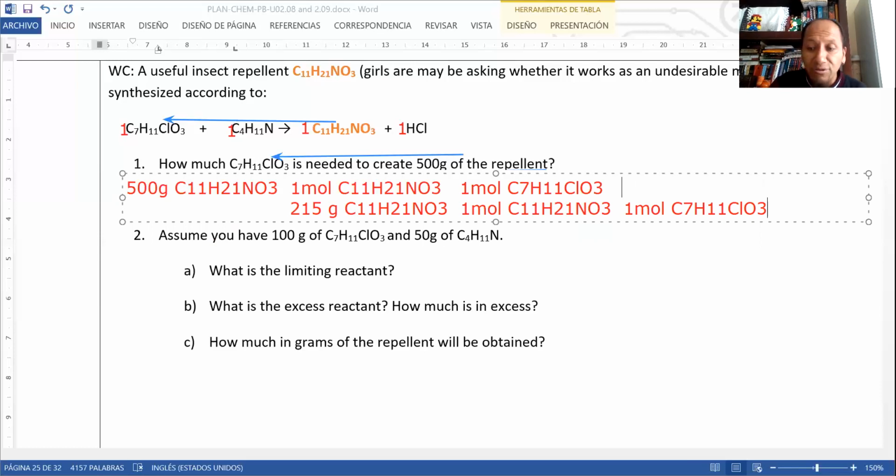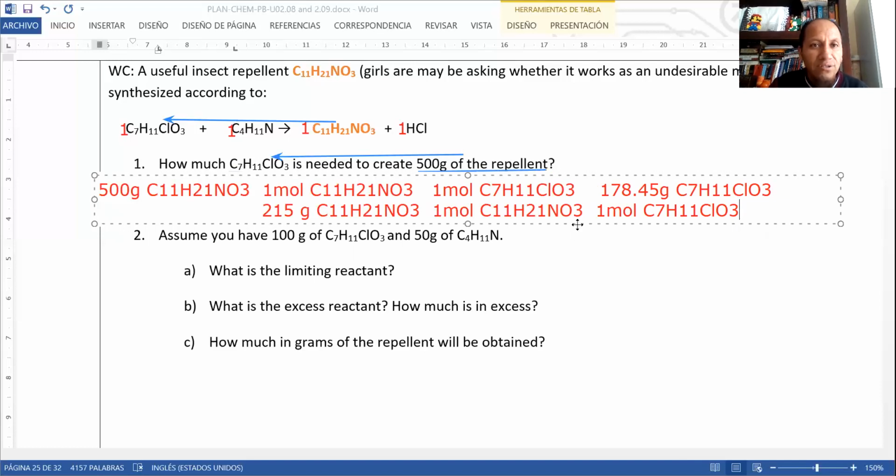C7H11ClO3 weighs exactly... Remember not to round the mass of chlorine, which according to the periodic table is 35.45. You keep it there. So the mass for that one, after adding it into the calculator, is 178.45 grams of C7H11ClO3.